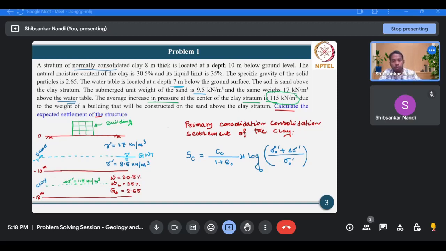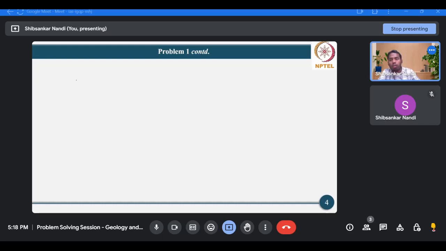So first of all, this Cc is the compression index. Okay, so we'll go one by one. So this is the compression index. Now, what is the physical significance of this compression index?